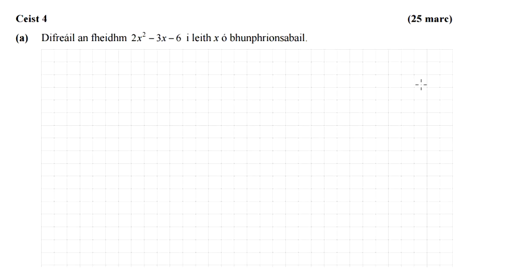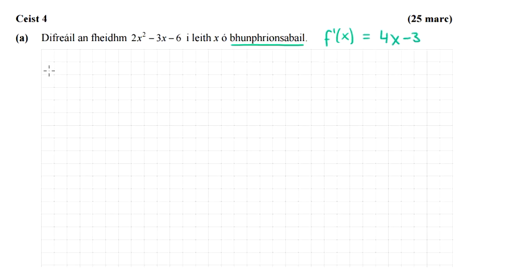So we're asked to differentiate 2x squared minus 3x minus 6 from first principles. So the first thing that is useful to do is just differentiate it regularly, so that when we differentiate from first principles, we know what we're aiming to find, we know what our answer should be. So when we differentiate 2x squared minus 3x minus 6, we're going to get 4x minus 3.